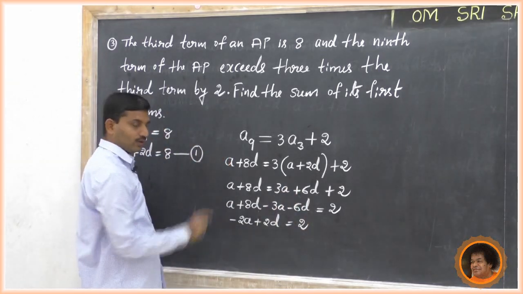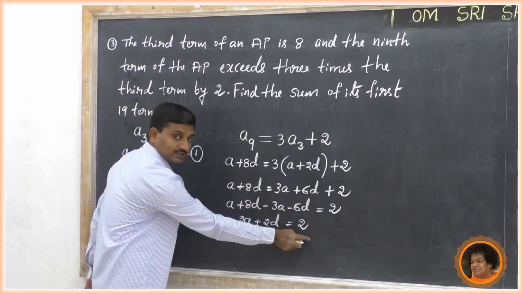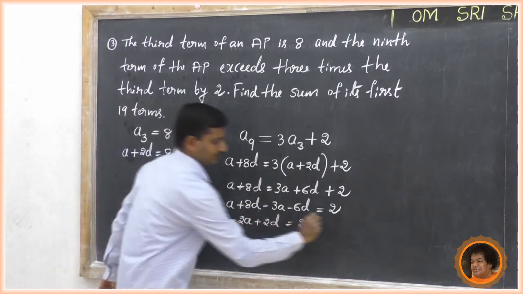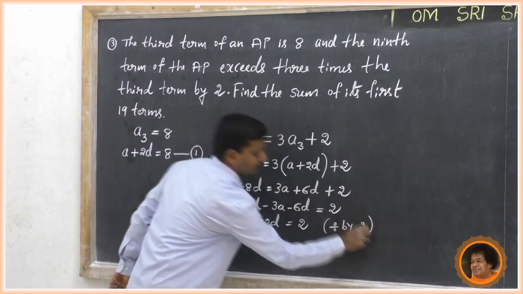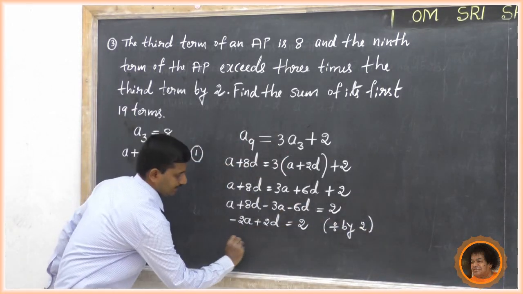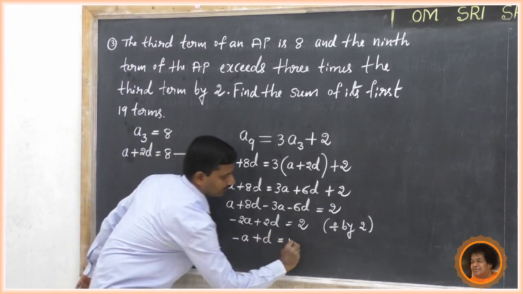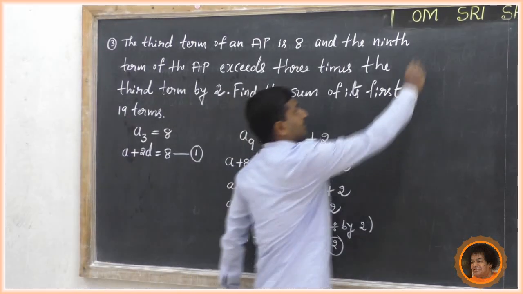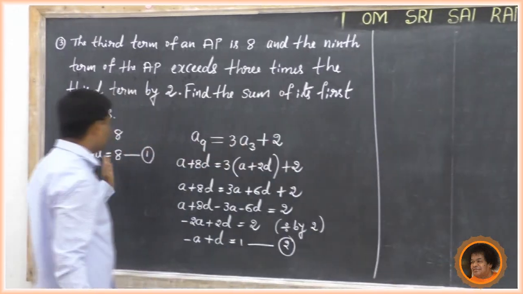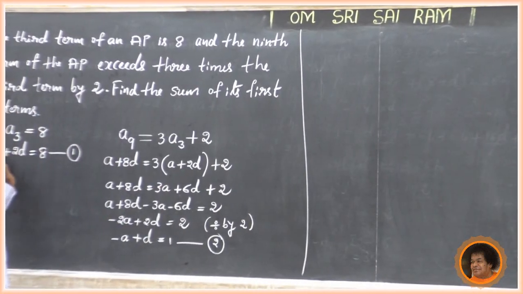So just look at the coefficients. Here 2, here also 2, here also 2. So 2 is the common term. Divide the equation throughout by 2. So we get minus a plus d equals 1. So let it be equation number 2. Now solve equation 1 and equation 2, so we will get the value of a as well as d.